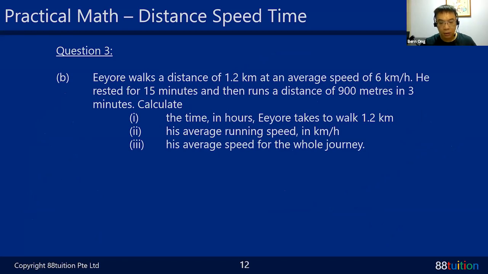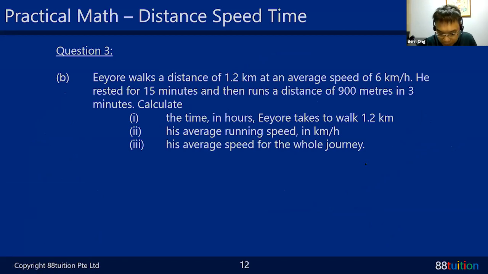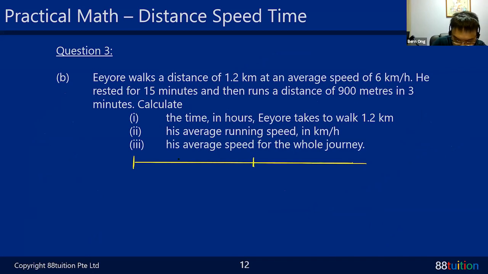So Eeyore walks a distance of 1.2 kilometer. Let me draw out the storyline. So we have this storyline. Starting is here. Eeyore walks a distance of 1.2 kilometer. So this part is the walking. And the distance walked is 1.2 kilometer. Cool. I like it in kilometer. At the average speed of 6 kilometer per hour, speed is equal to 6 kilometer per hour. Can you see or not? So all this information, I put into this diagram here. My timeline is very useful.